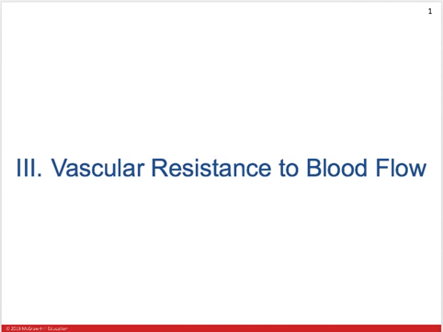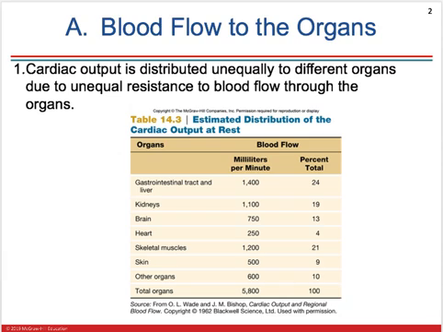In this next segment, we're going to look at vascular resistance and how this influences the distribution of blood flow. This next table here shows a variety of the major organs in the body, everything from the GI system to kidneys, brain, heart, skeletal muscle, and so on, and shows the relative amount of blood flow it gets in mL per minute. I don't want you to memorize these numbers.